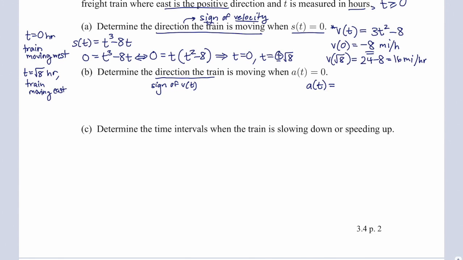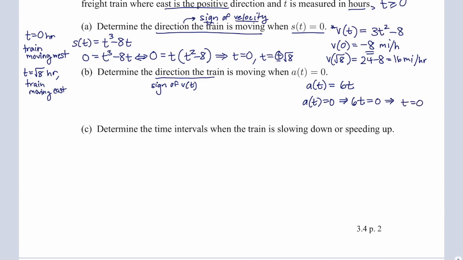And we remember that a of t is the derivative of v, so we want 3 times the derivative of t squared, which would be 3 times 2t, so 6t, minus the derivative of 8, which would be 0. So a of t is 6t. That means that a of t will be 0 when 6t is 0, and that would clearly be when t is 0.